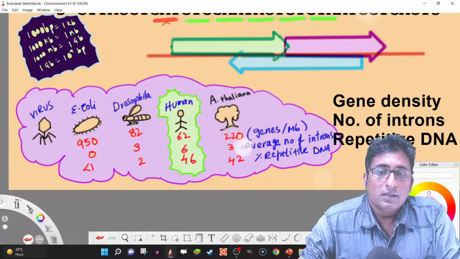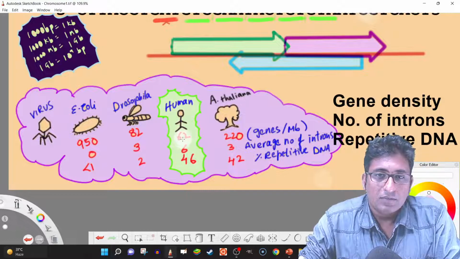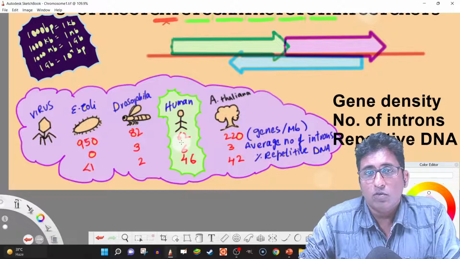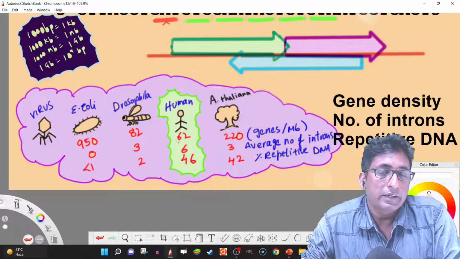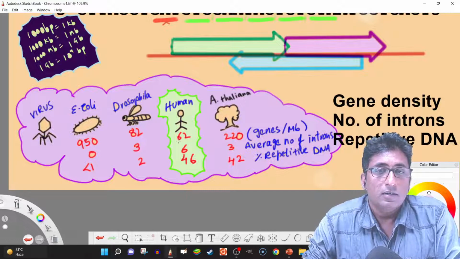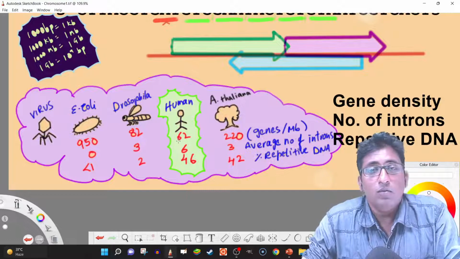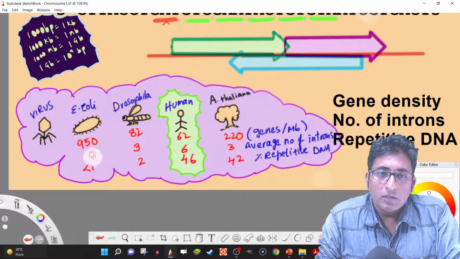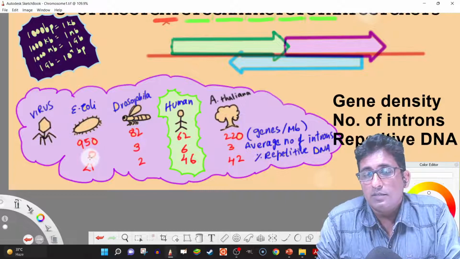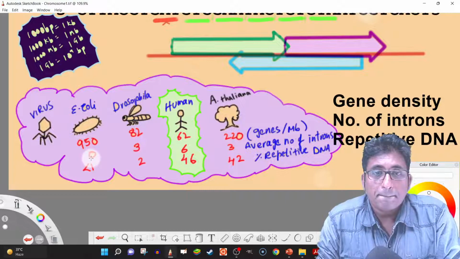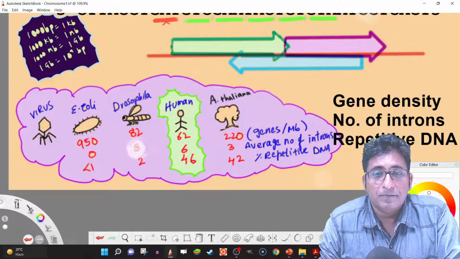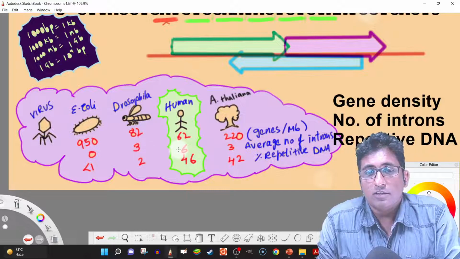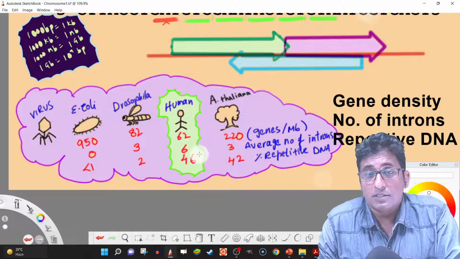The important reason why gene density is lower in humans, for example, compared to E. coli, is that we have large amounts of DNA that is introns or junk, or we don't yet know the value of it at this time. E. coli doesn't have any introns, so it doesn't need much of a splicing mechanism, whereas Drosophila has about 3 introns per gene on average, humans have about 6 introns, and Arabidopsis thaliana has about 3.